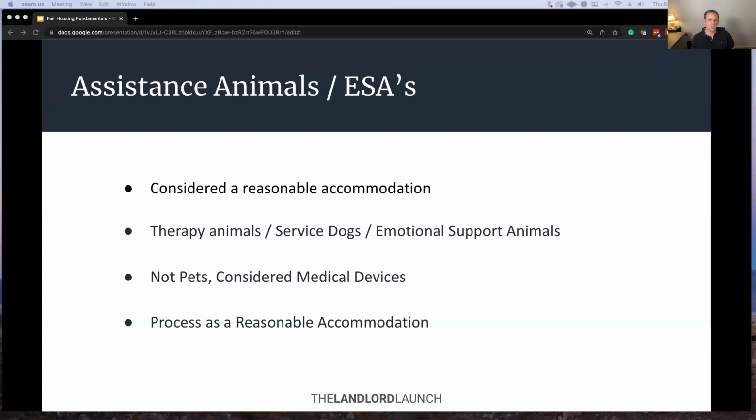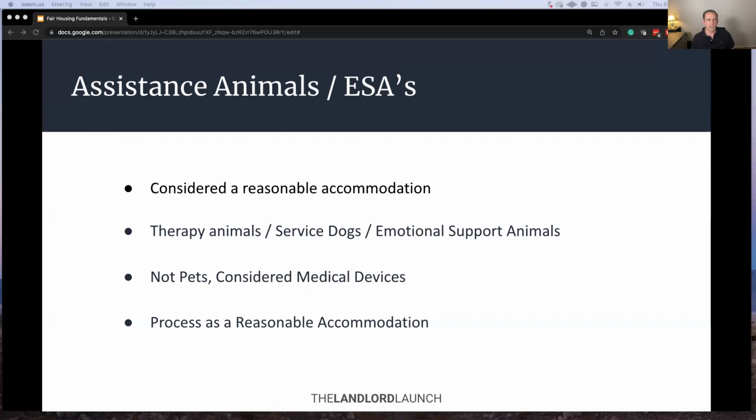Service dogs, they enjoy the most protections. These are your highly trained animals, seeing eye animals, that are trained to perform specific tasks to help a person with a disability live life a little easier. They are allowed anywhere that a person can go. So any public place that a person can go, airplane, train, courtroom, it doesn't matter. Restaurant, service dogs are allowed to go.